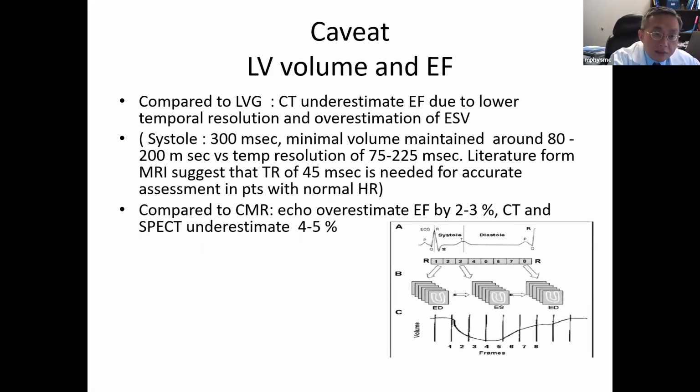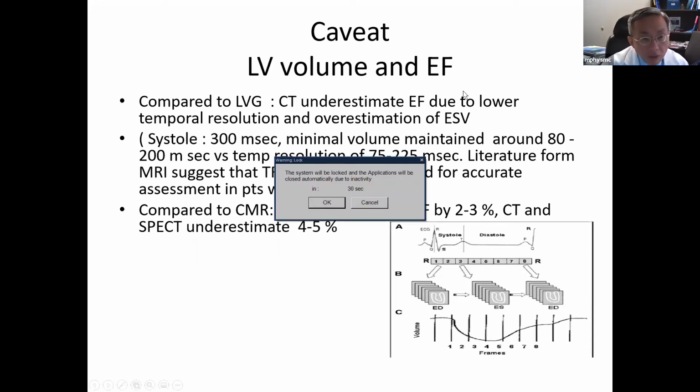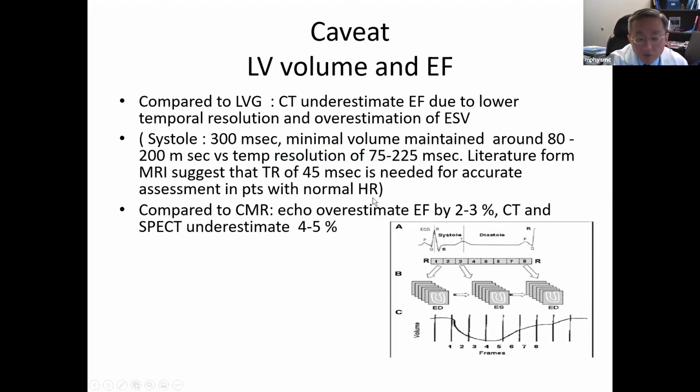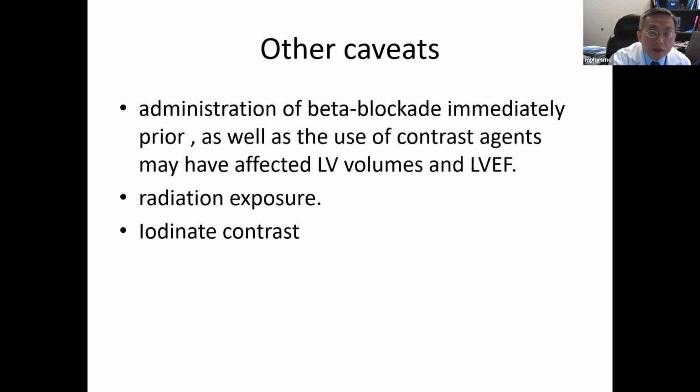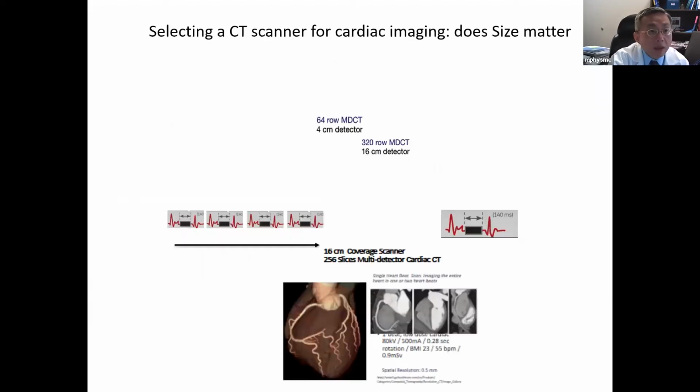And the caveat is similar to nuclear. This is a gated study. Because our temporal resolution is not very good, the best with our Siemens scanner is about 65 milliseconds, so with a heart rate of more than 60, we would be underestimating the ejection fraction compared to CMR. And the caveat is that when you give beta blocker and contrast, that could change the hemodynamics and myocardial contractility. So bear in mind, and obviously, radiation exposure and iodine. And okay, does it matter which type of scanner you use? Well, clinically, not.